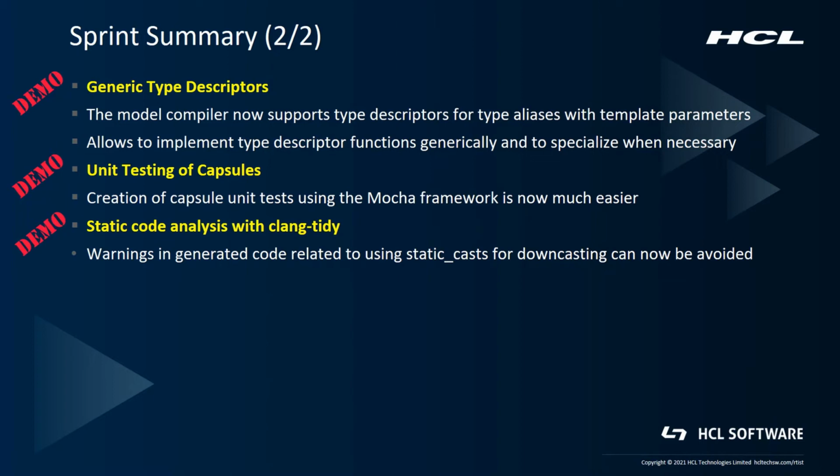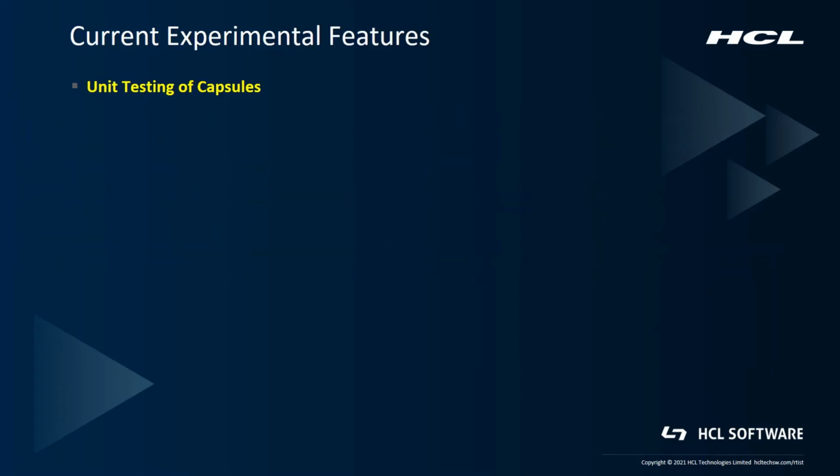And last but not least, we have made some improvements in the area of static code analysis. So we are looking at the Clang Tidy tool and implemented support for avoiding getting a warning related to using static cast for downcasting in the generated code. So that you can now analyze your code with Clang Tidy and get fewer problems. And as I said, the experimental feature we have is this unit testing of capsules.